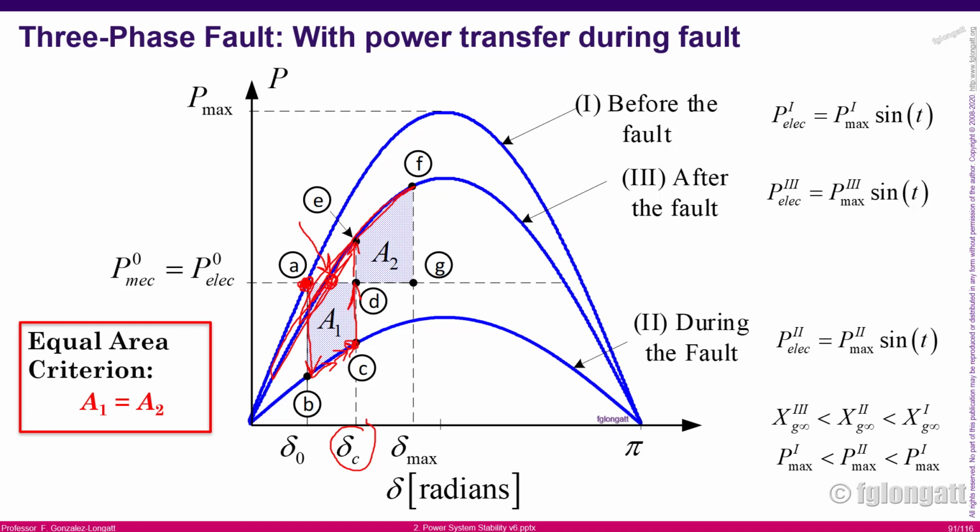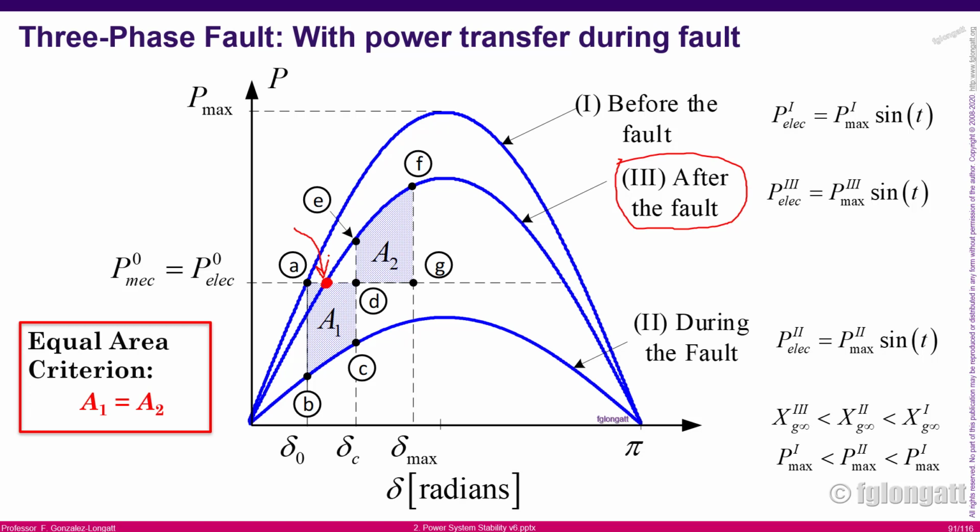Let me clean here a bit, and I will show you where the final operating point is. The final operating point is after the fault, okay? The intersection between the curve after the fault and the mechanical power, okay? If the system is stable, that red dot over there should be the final operating point, okay?